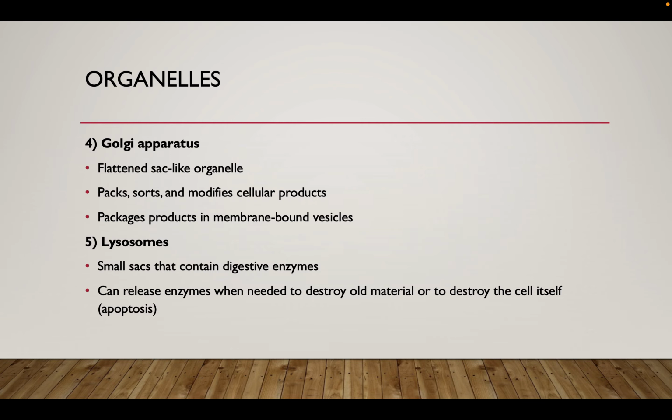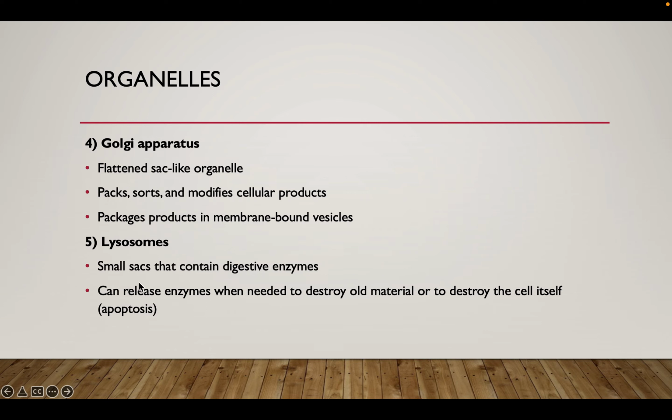So the vesicle will be surrounded by a membrane from the Golgi. It will then travel. It'll fuse with the plasma membrane if it needs to go outside of the cell, or it may be packaged to go to a different part of our own cell. Okay.